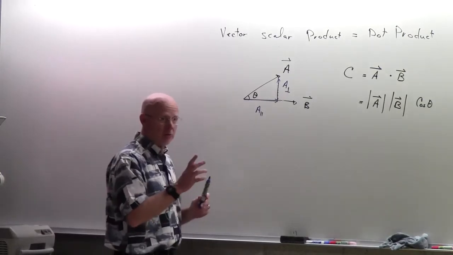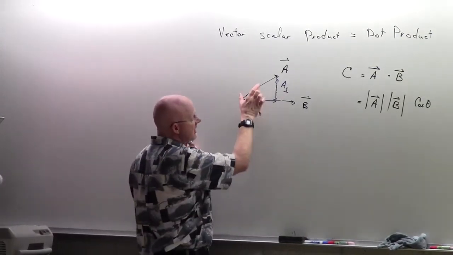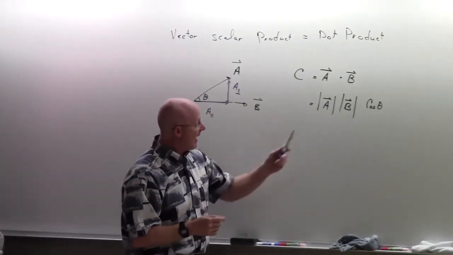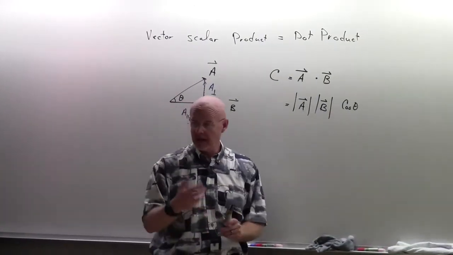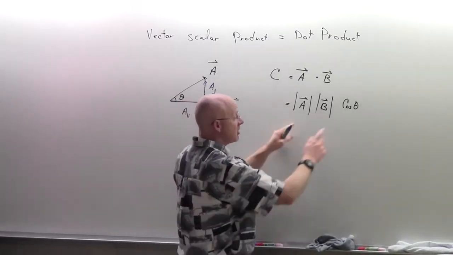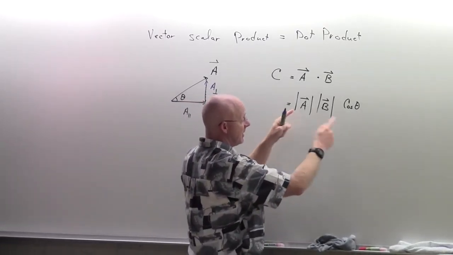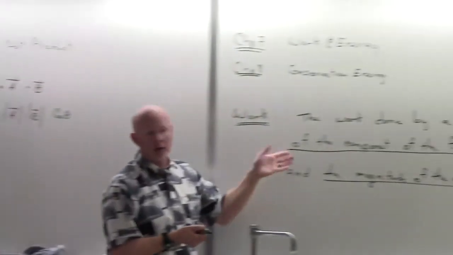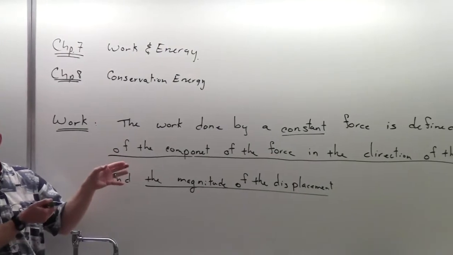But in our case, we would be interested in how much of vector A is in the same direction as B. And that is what A cosine theta is. And then you're multiplying it by B. So you're taking how much of A is projected onto B, and then you multiply it by B. And isn't that exactly what we learned in Physics 102 for the definition of work?